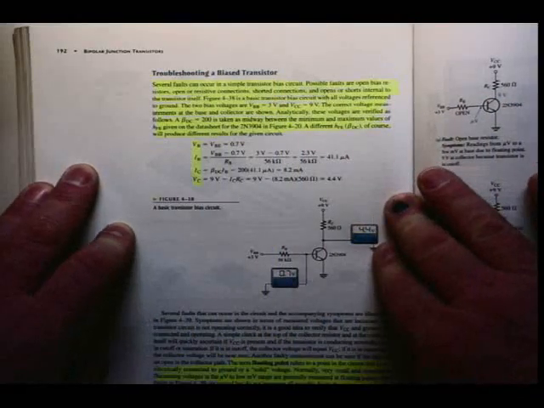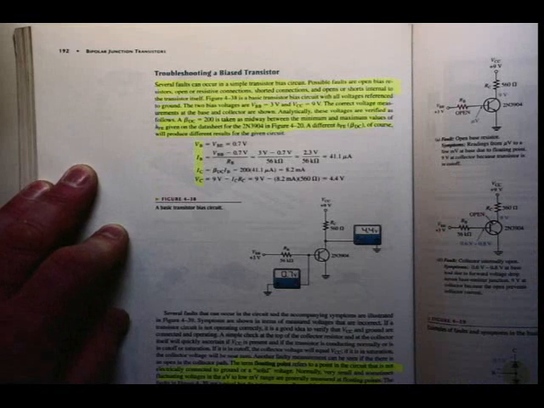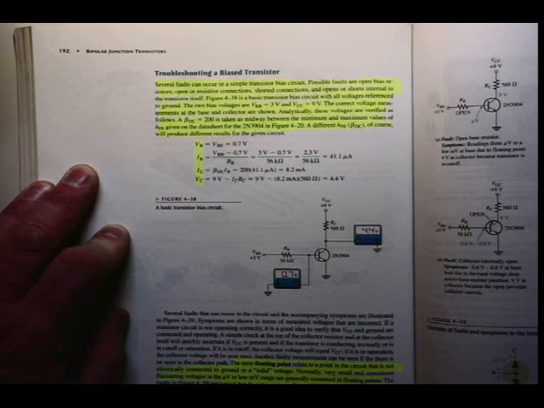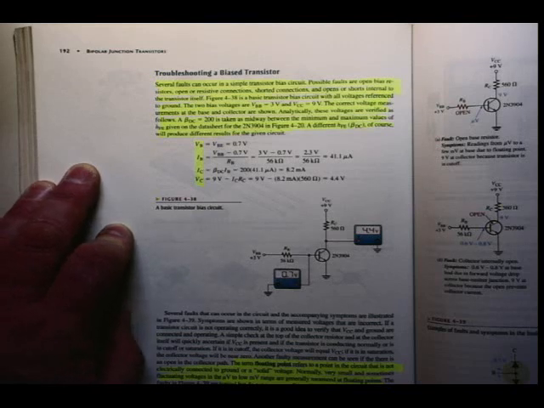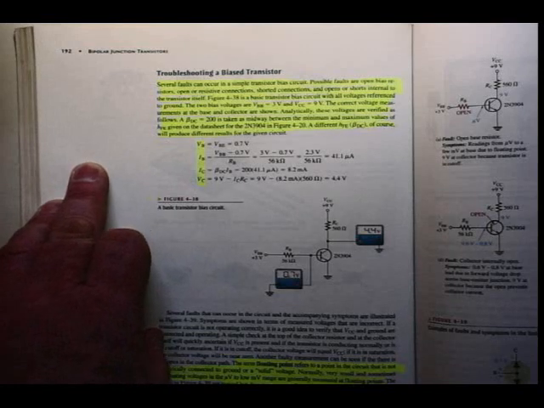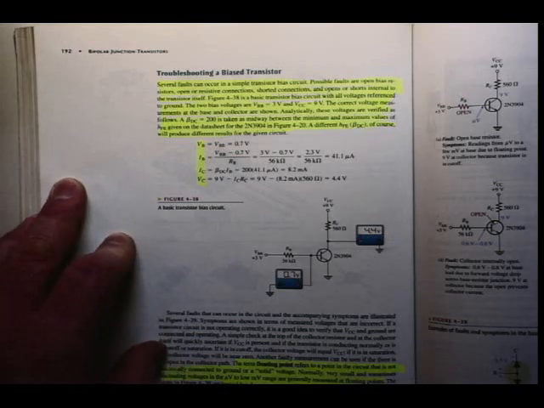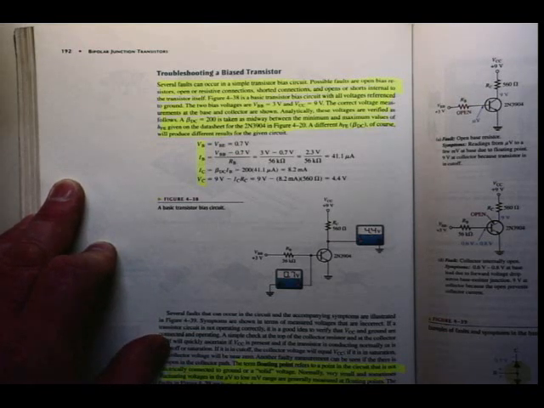You can mark as I indicated here. Several faults can occur in a simple transistor circuit, a bias circuit. Possible faults are open bias resistors, open or resistive connections, shorted connections, and opens or shorts internal to the transistor itself. Now it's important, if your circuit doesn't work, that you know how the circuit works so that at least you know what to expect, what to measure at certain points in your circuit.